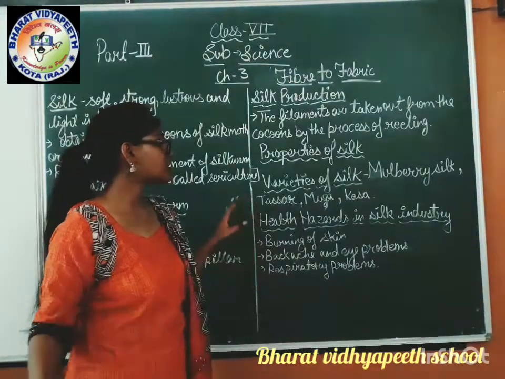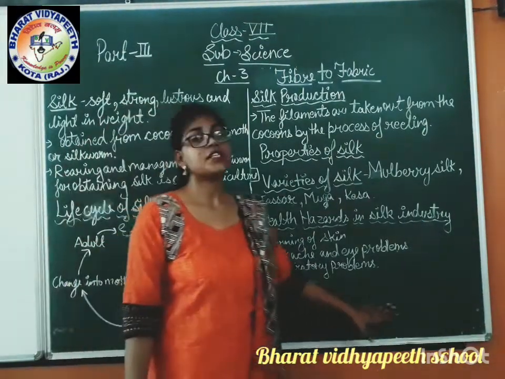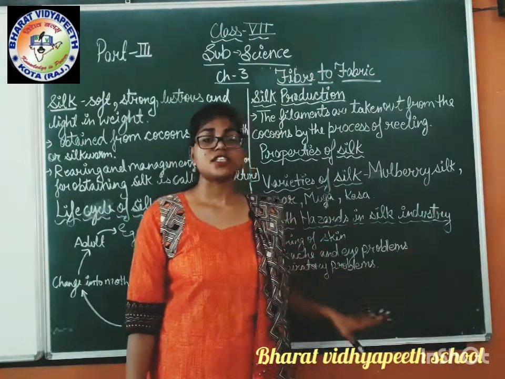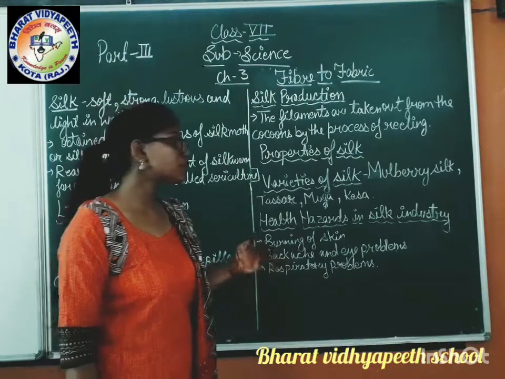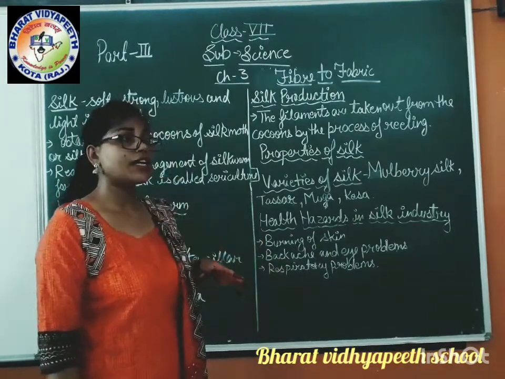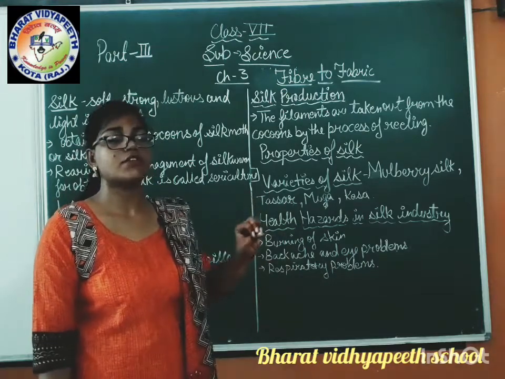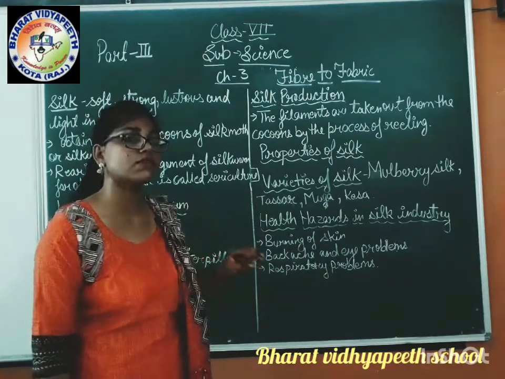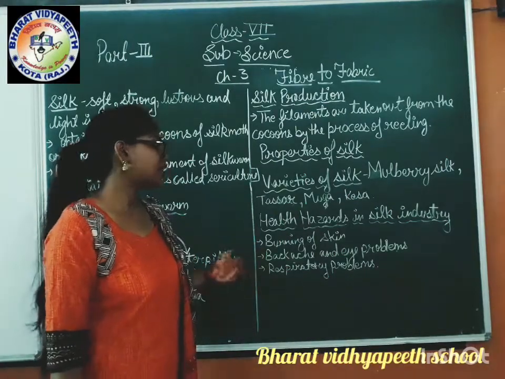After that, some diseases are also related to silk. As we all know, silk is mainly produced in industries and factories. The workers who work in these industries and factories to make the silk, taking the silk from cocoon to converting it into small fibers and clothes, are many.